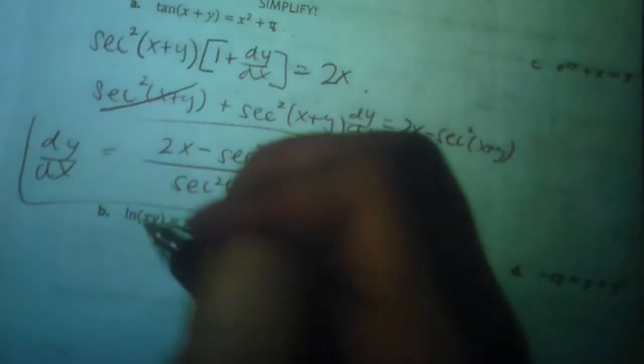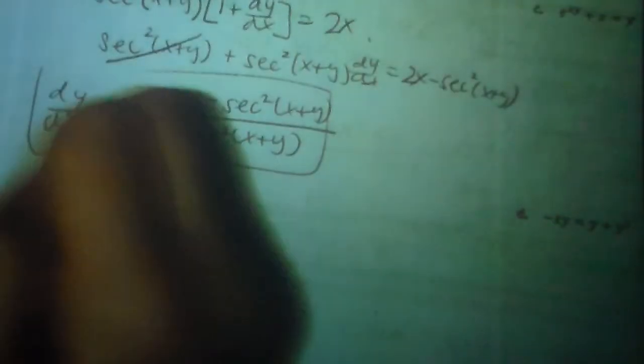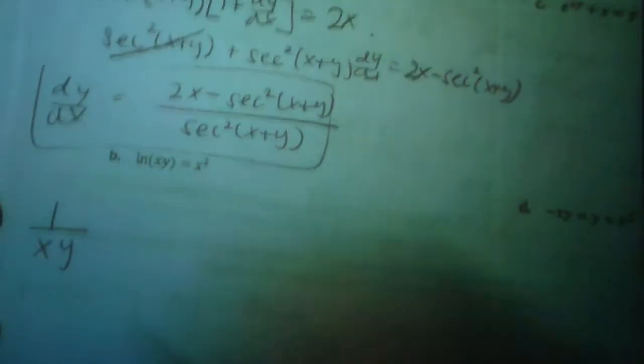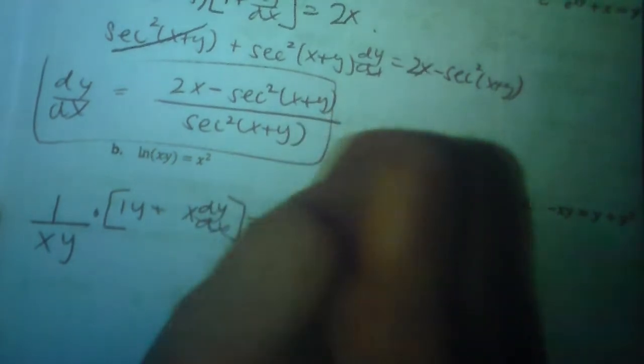Here, chain rule and product rule. So derivative of the outside: derivative of natural log is 1 over, leave the inside alone, so it's 1 over xy, times derivative of the inside, so that would be 1y plus x dy/dx equals 2x.